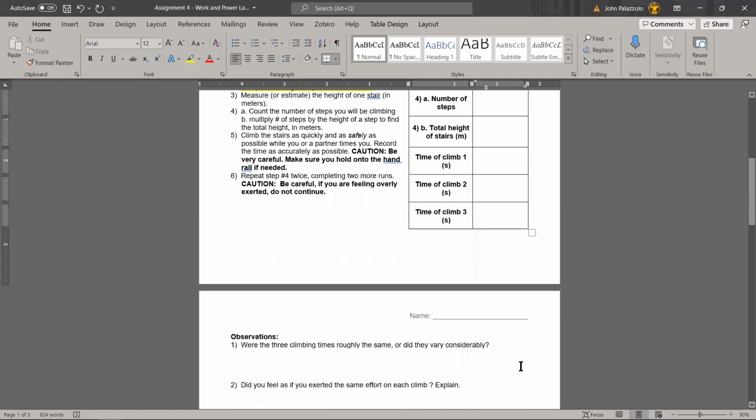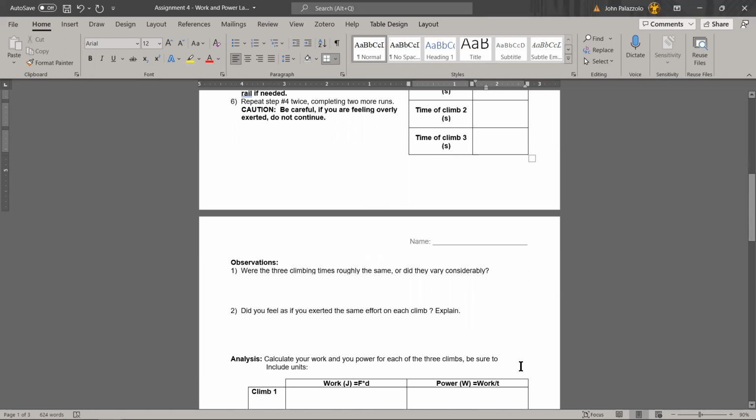Then you're going to answer some questions. Okay, your first 2 observations. Were the 3 climbing times roughly the same, or did they vary considerably? You don't need to give me this, but you can if you want. If you wanted to calculate the standard deviation of all of your climbs, that'd be interesting to look at.